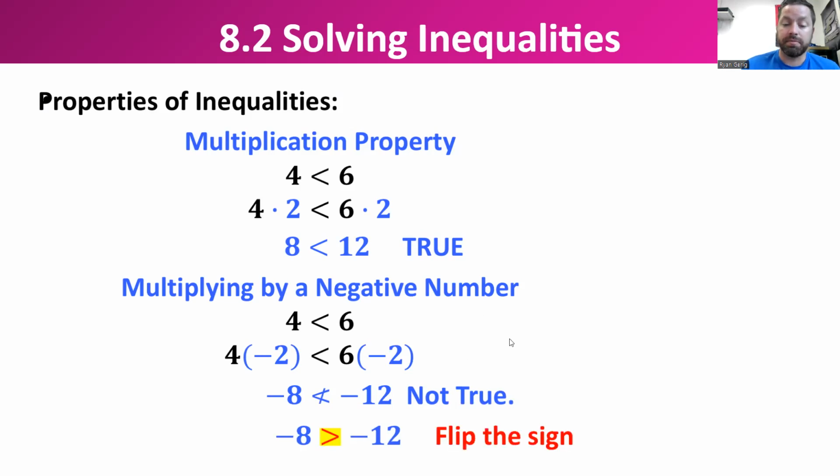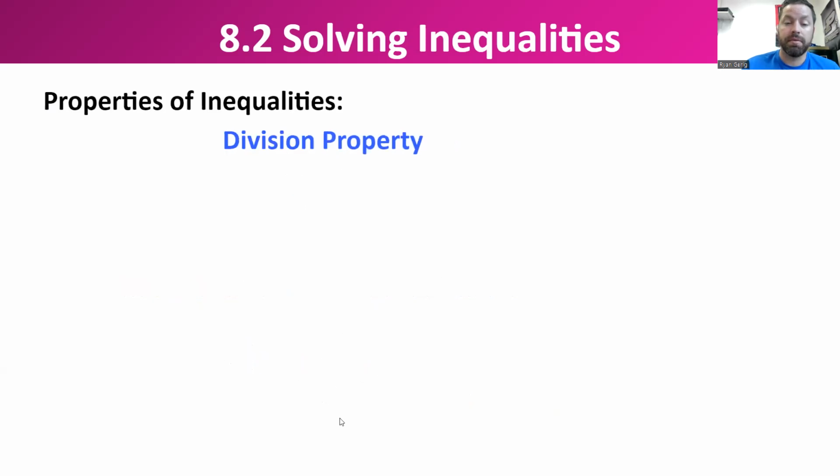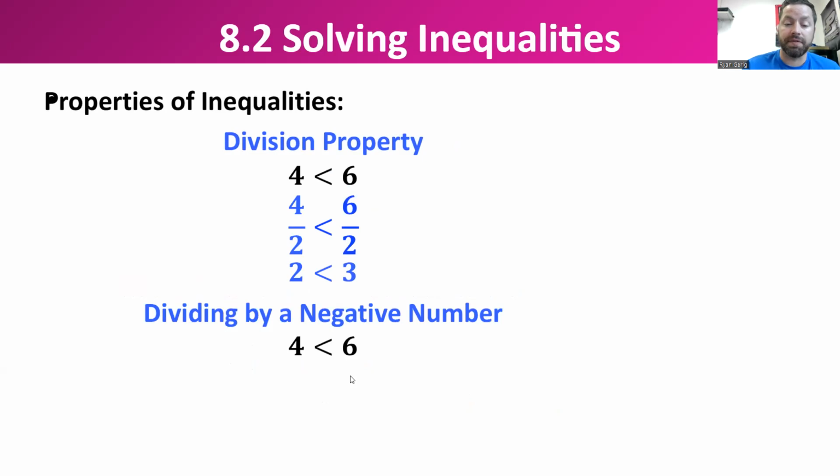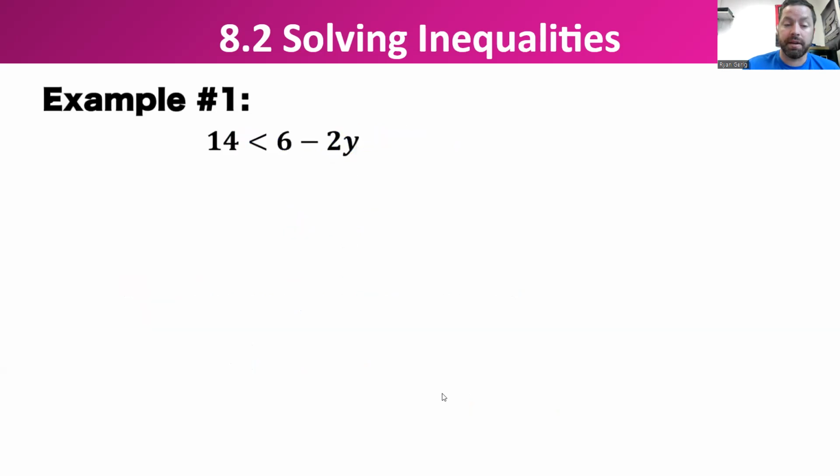Let's take a look at division. And before we move on to division, let's recap what I did. If I multiply by a positive number, the sign does not flip. However, if I multiply by a negative number, that's what flips the sign. Division, if I divide by 2 on both sides, I get 2 is less than 3. Still true. What if I divide by negative 2? Then I get negative 2 is less than negative 3, which is not true. So we've got to flip the sign. So multiplying and dividing by a negative number will flip our sign.